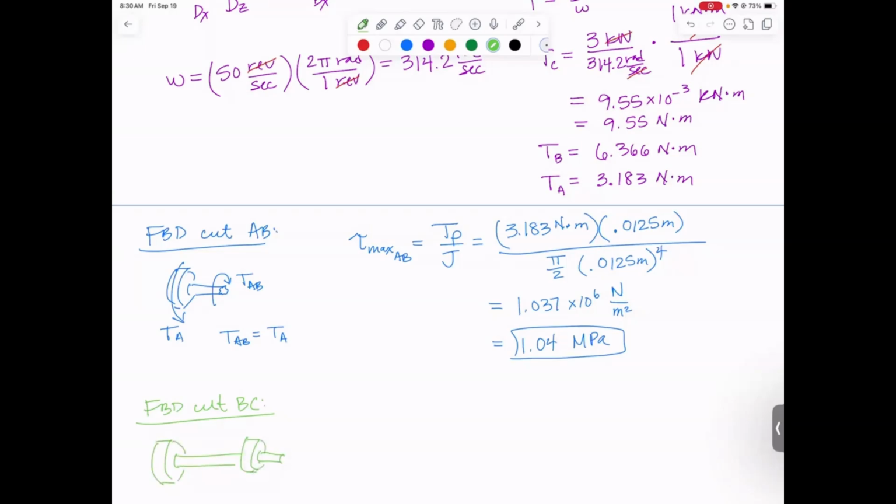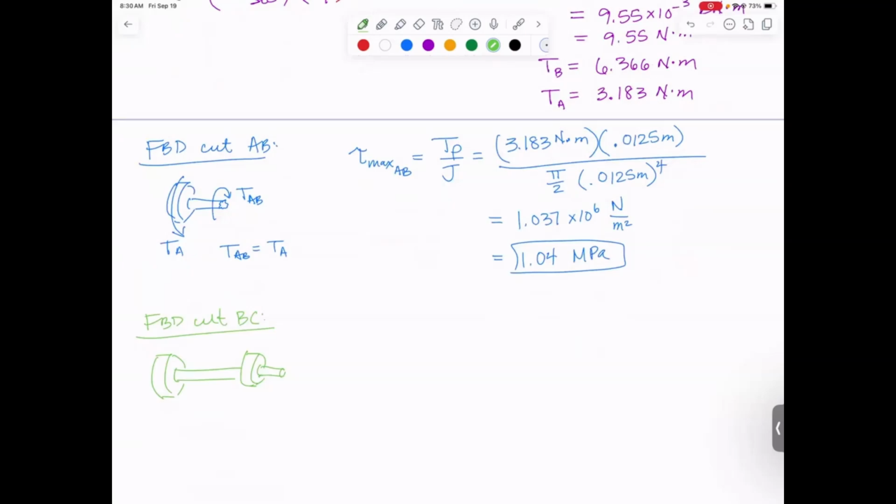I'm not including the bearing at this point. I'm just including torques because all we're doing is analyzing torques in this problem. So what's applied here? We had a torque at A, that direction. We also had a torque at B, that direction, and then probably in the opposite direction, we'll have the torque in segment BC. So the torque in segment BC is going to equal torque at A plus torque at B, which will be the 9.55 newton meters.